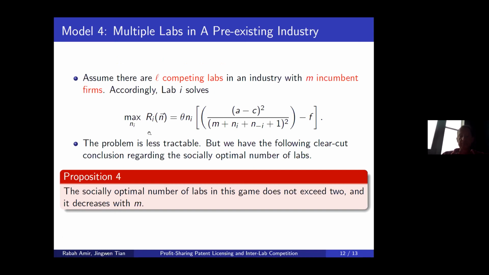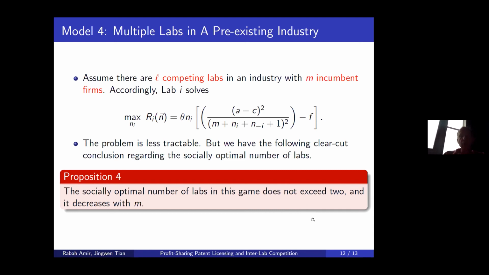So the problem is a little more complicated because this M comes into the objective function of each lab, but still it's very easy to analyze the subgame equilibrium, and the result is that the socially optimal number of labs is at most 2. So we have examples where it is 2, we have examples where it is 1, but it's never 3 or higher than 3.